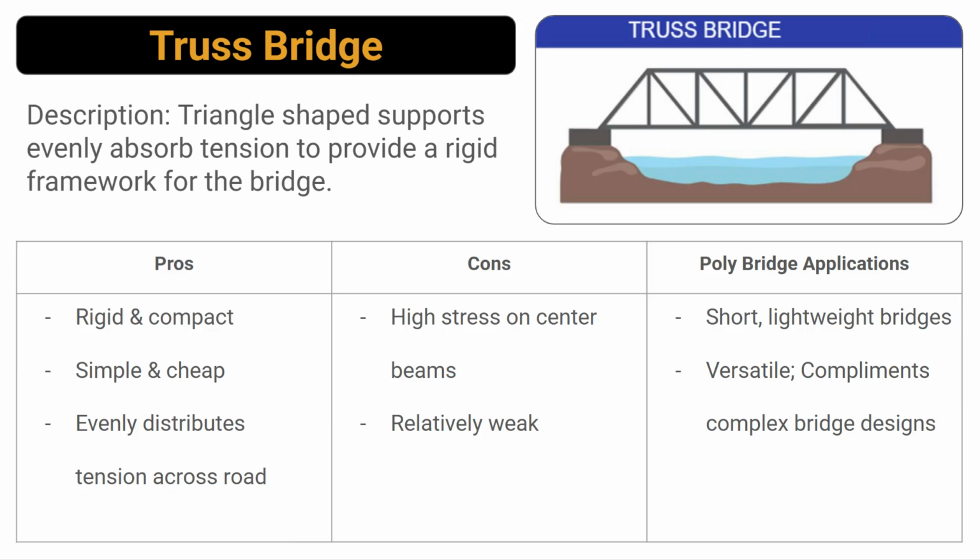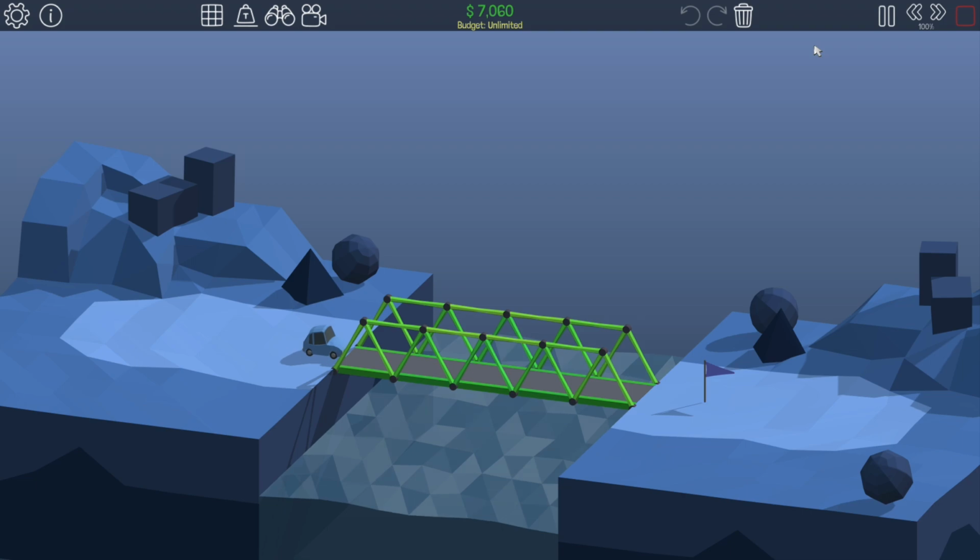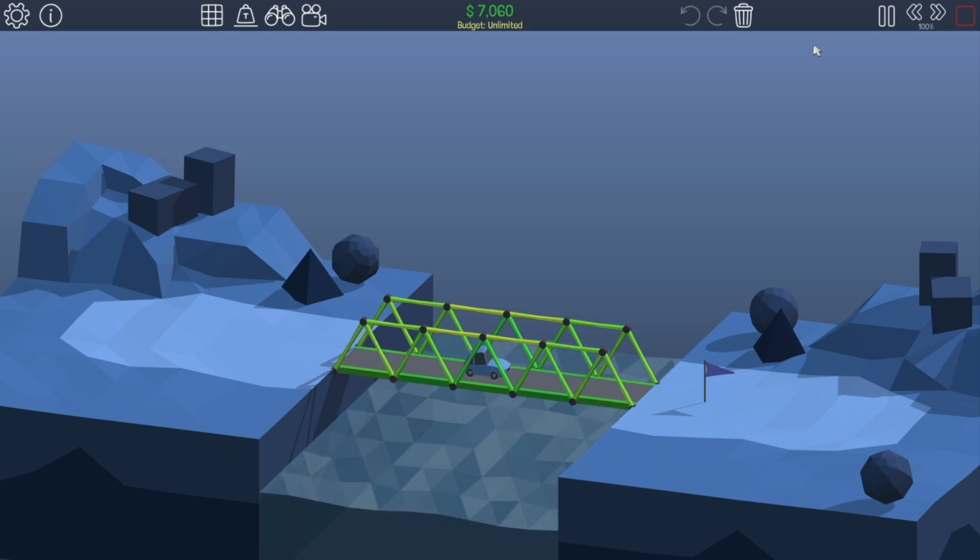However, this puts high stress on the beams near the center of the bridge, making this design relatively weak for long stretches of road. Truss bridges are used in Polybridge not only as short, standalone bridges, but also as versatile supports for many different bridge designs. Here's an example of one of the most straightforward truss bridges you would see.